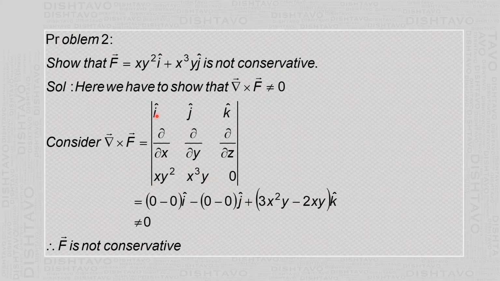Then evaluate this 3 by 3 determinant by converting into 2 by 2 determinants, and evaluate each 2 by 2 determinant by finding the product of diagonals and subtracting them. Now in this case, it results into (3x square y minus 2xy) k cap. So this is not equal to 0. Therefore, the given force vector f is not conservative.